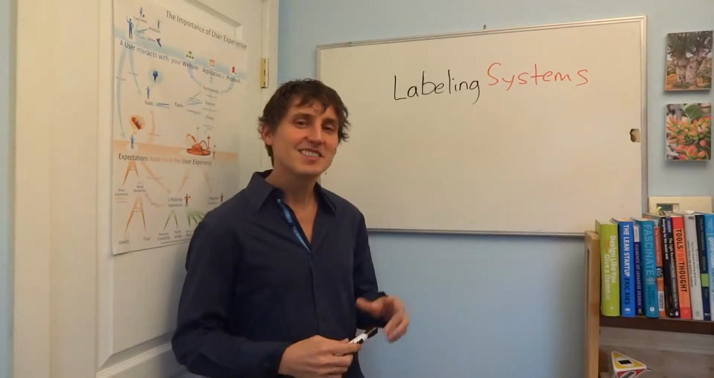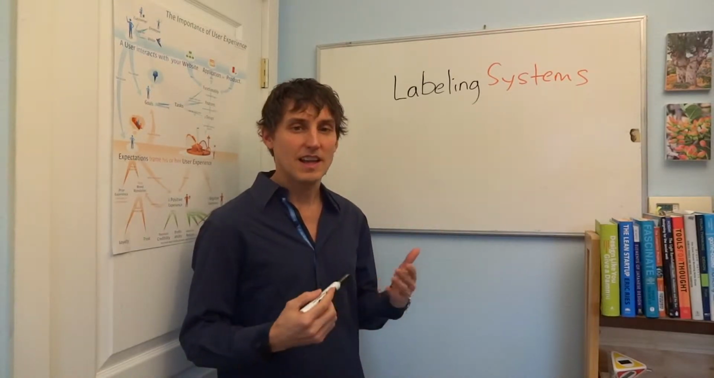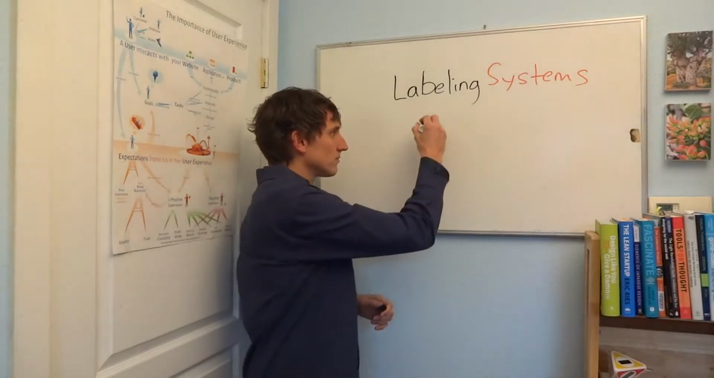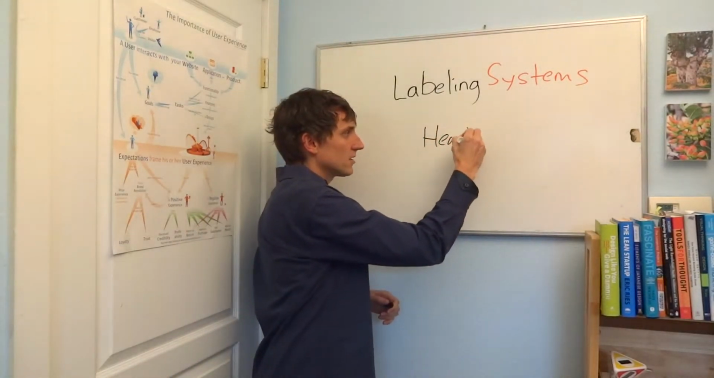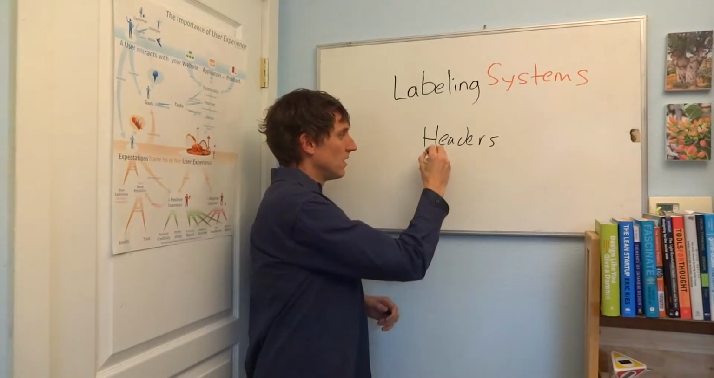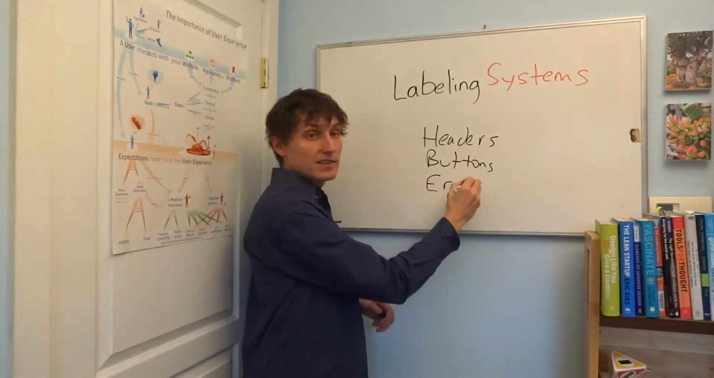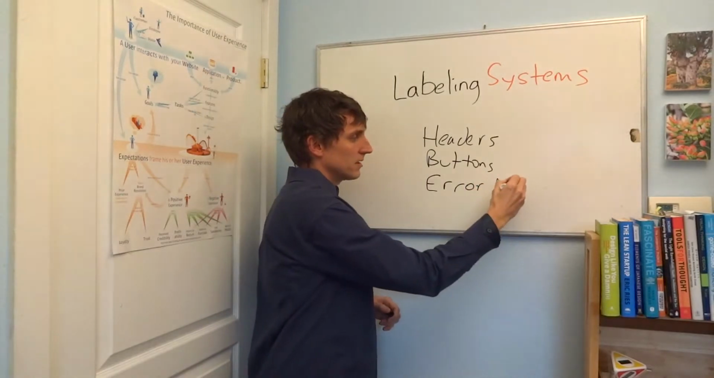So let's talk a little bit more about labeling systems as they apply to three different areas. Headers, buttons, and error messages.